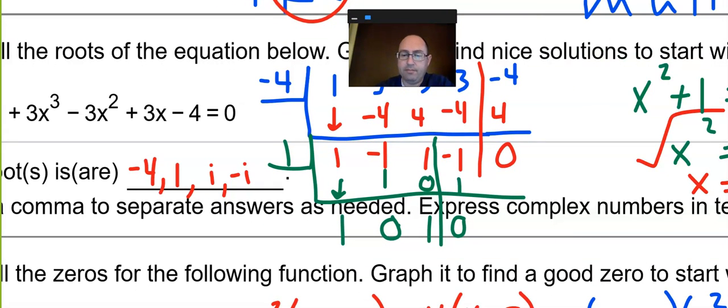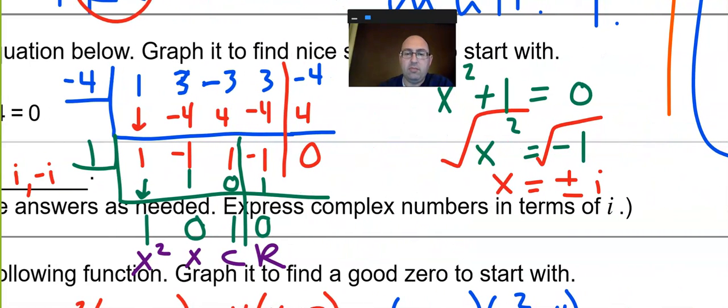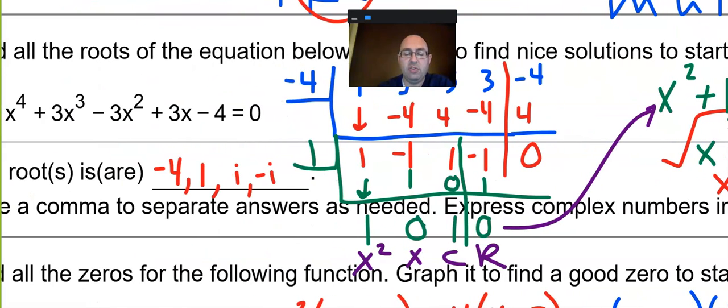my remainder all the way over here, my constant, my linear x, which is a 0, and my x squared. So I ended up with x squared plus 1, and took that information, set it equal to 0, solved. This is where I was getting that plus and minus i from again, right? So we found our remaining solutions.